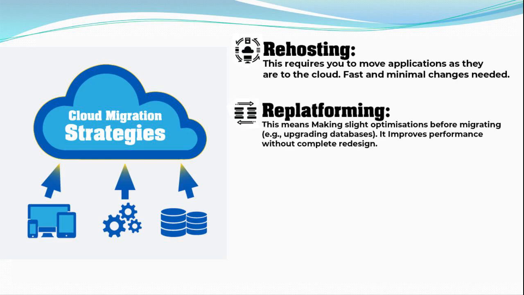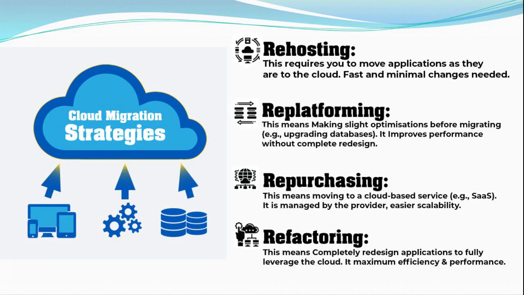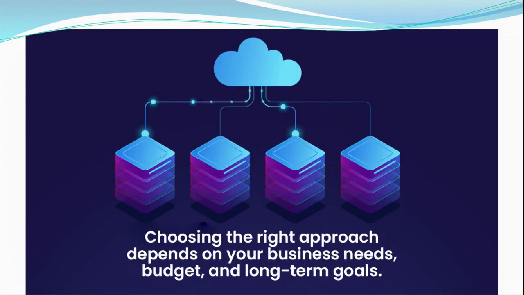2. Replatforming. This means making slight optimizations before migrating, for example, upgrading databases. It improves performance without complete redesign. 3. Repurchasing. This means moving to a cloud-based service, for example, SaaS. It is managed by the provider, easier scalability. 4. Refactoring. This means completely redesigning applications to fully leverage the cloud. It maximizes efficiency and performance. Choosing the right approach depends on your business needs, budget, and long-term goals.